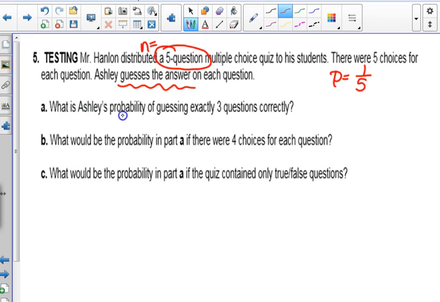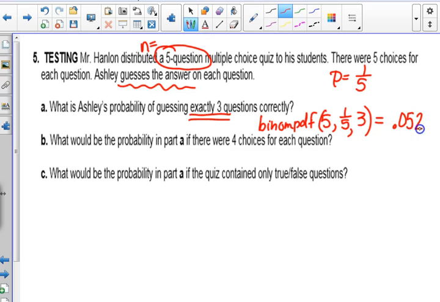Okay. Ashley's probability of getting exactly 3 right. Yay, we don't have to add up a bunch of junk, right? We're just going to do binompdf. 5 questions with a probability of 1/5 or 0.2. The chance that she gets exactly 3 right is just about 5%. Okay.